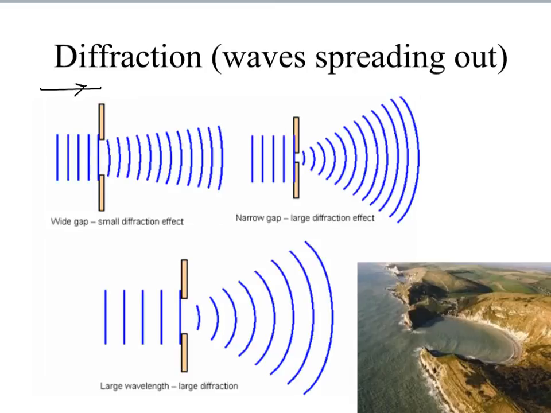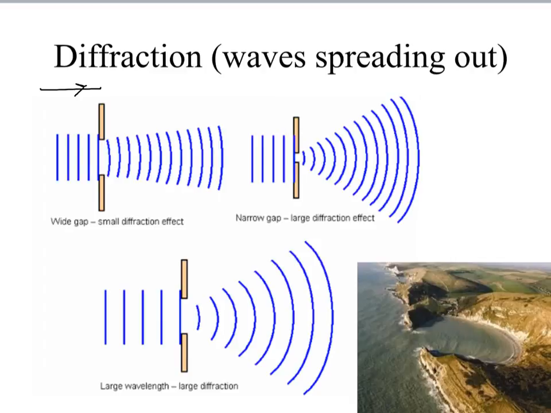First, let's look at the wavelength of each wave. Now we can see by the distance between these lines that the wavelength of this wave on the left and this wave on the right is roughly the same. Now let's look at what happens after the wave has passed through the gap. Well, we can see that this wave on the right-hand side spreads out much more than this wave on the left-hand side. And that's to do with the size of their wavelength compared to the size of the gap through which they're passing.